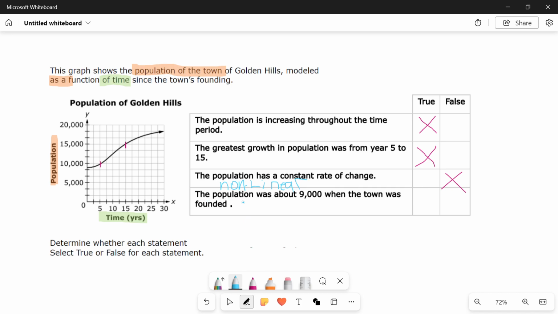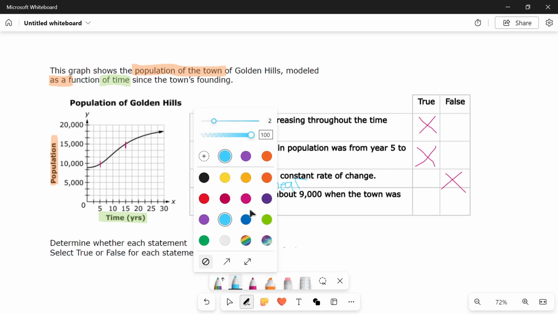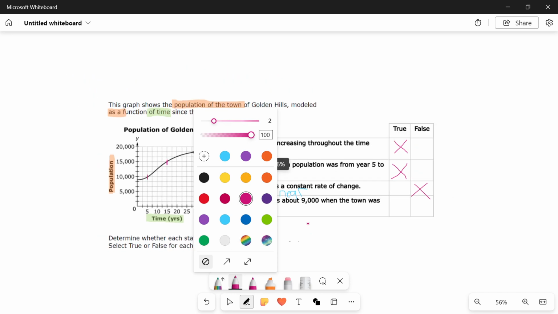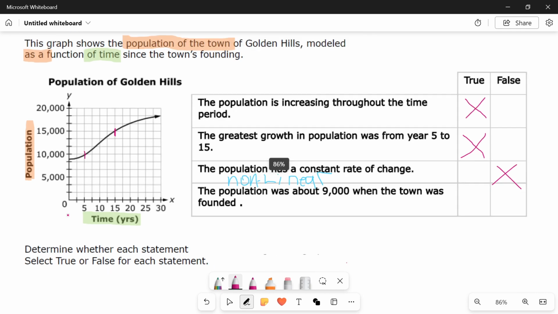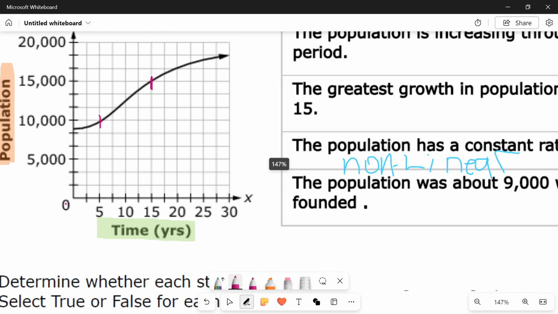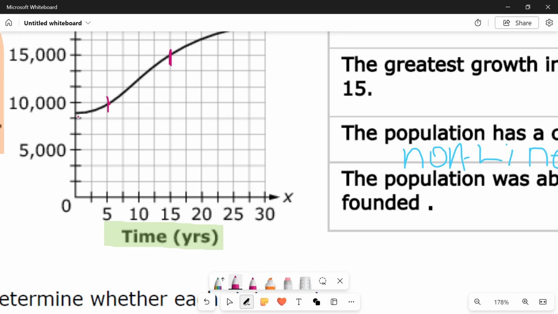Okay, and then lastly, the population was about 9,000 when the town was founded. So what I've got to do is figure out, was it about 9,000 when the town was founded? Well, I'm thinking the time founded is 0. So the only thing they're really asking me is whether this is about 9,000 here. I think it could be, but to be sure, this is going to be 5,000. The difference between this line here and this line here is 5,000.